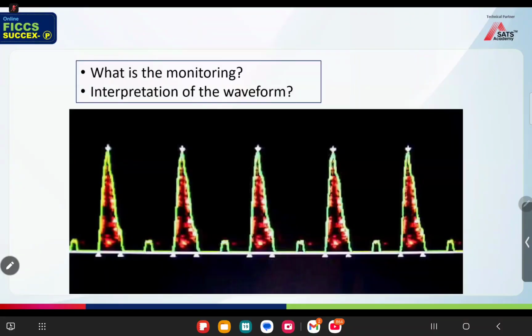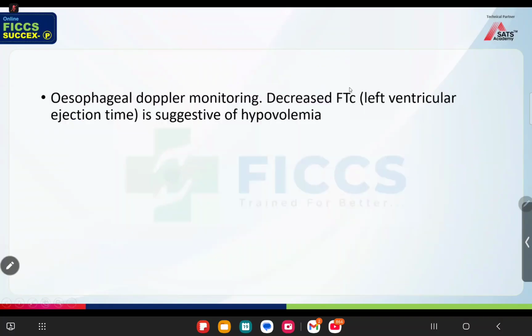So what is the monitoring? Anyone can answer? What is this? Esophageal Doppler, no? Yes. So it is esophageal Doppler. Again for the volume status, and you can see this narrow tracing. So that is decreased left ventricular ejection time, suggestive of hypovolemia. So patient will be fluid responsive.